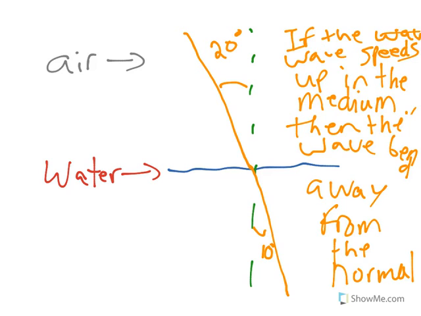So if we're going from the water to the air, it's going to speed up the wave, and you'll see that we have a 10-degree angle coming in, and it bends away from the normal to 20 degrees. If, on the other hand, the light is coming from the air to the water, it slows down, so it bends toward the normal. So if the wave speeds up in the new medium, then the wave bends away from the normal, and if it slows down, it bends toward the normal. Okay, so that's refraction and so that is reflection and refraction.